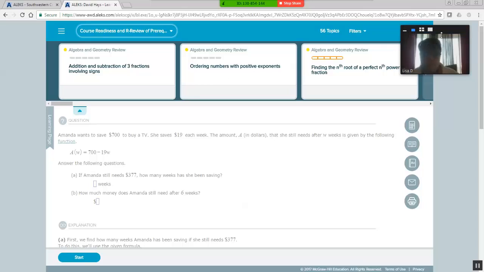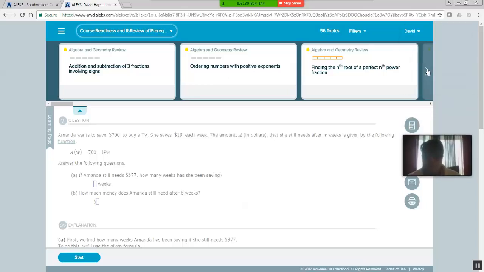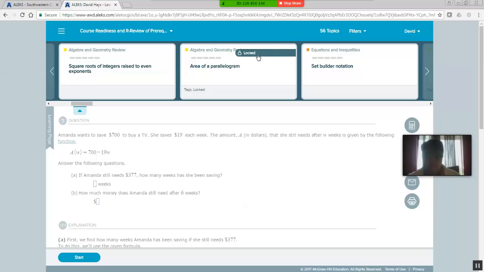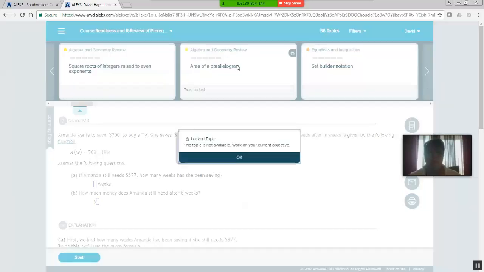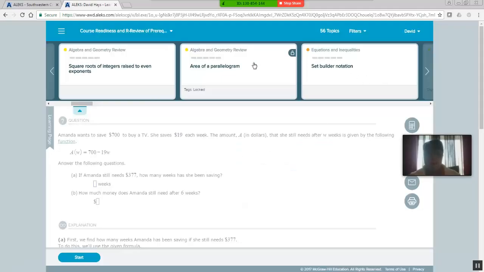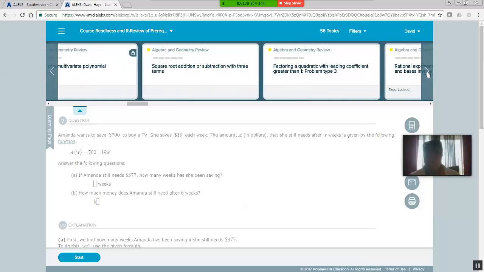Ordering numbers with positive exponents. Find the nth root. Here's a set builder notation, but here's one that's locked. So you'll find that some of them are locked because it requires you to do the prereq ones before you can do those. And that's what I think you're seeing. See, if I click this, it'll tell you the topic is not available, work on your current objective. But as you go through and you unlock some of these, then you should see some of these other ones get unlocked.